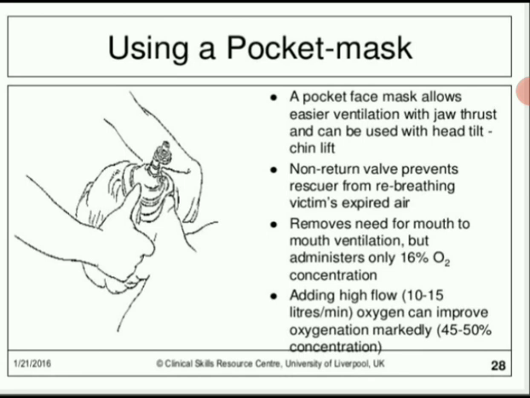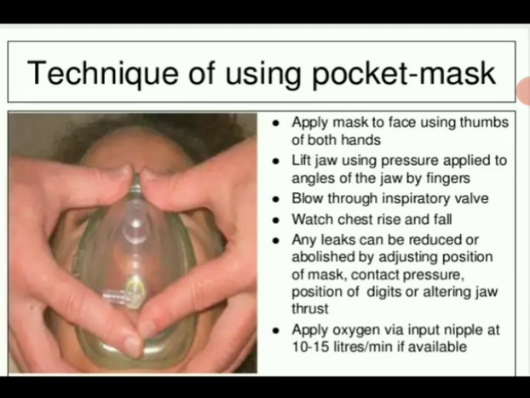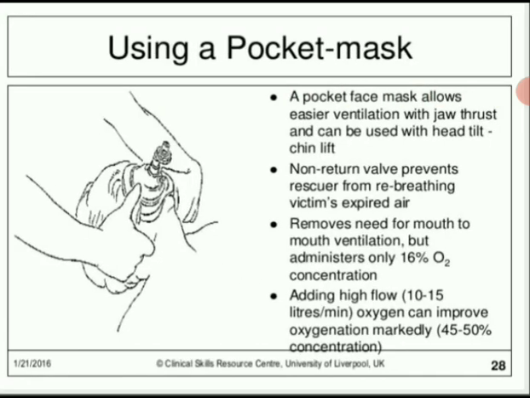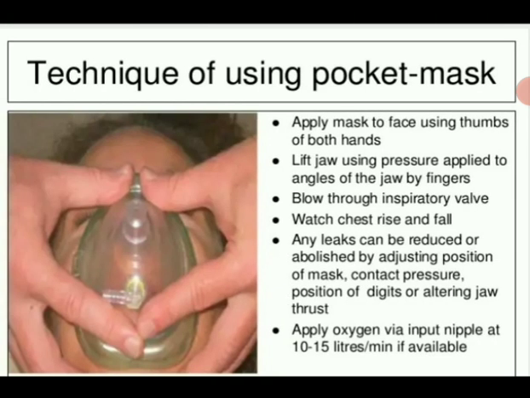Using a pocket face mask allows easier ventilation with jaw thrust and can be used with head tilt and chin lift. The non-return valve prevents the rescuer from rebreathing the victim's expired air and removes the need for mouth-to-mouth ventilation, but administers only 16% O2 concentration. High flow rate oxygen, 10 to 15 liters per minute, can improve oxygenation markedly.